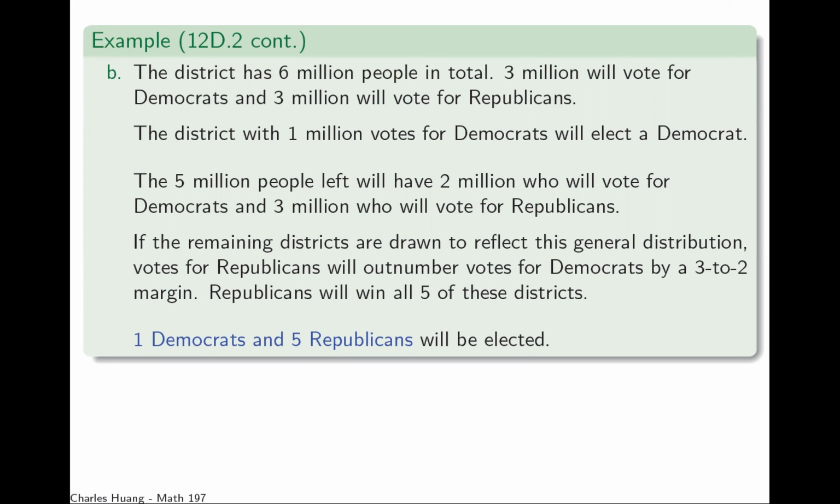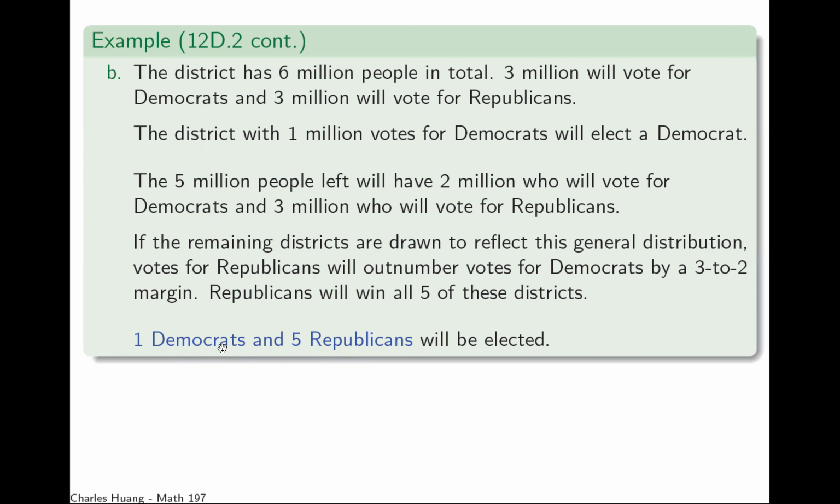And what we can do is draw each of the remaining 5 districts in the same proportion, and we'll have more Republicans than Democrats, right? If it's the same proportion as 3 million Republicans to 2 million Democrats, then each of these districts will have a little bit more Republican, a little bit less Democrat, and Republican will win them all. And in the end, we'll end up with 5 Republican and 1 Democrat.